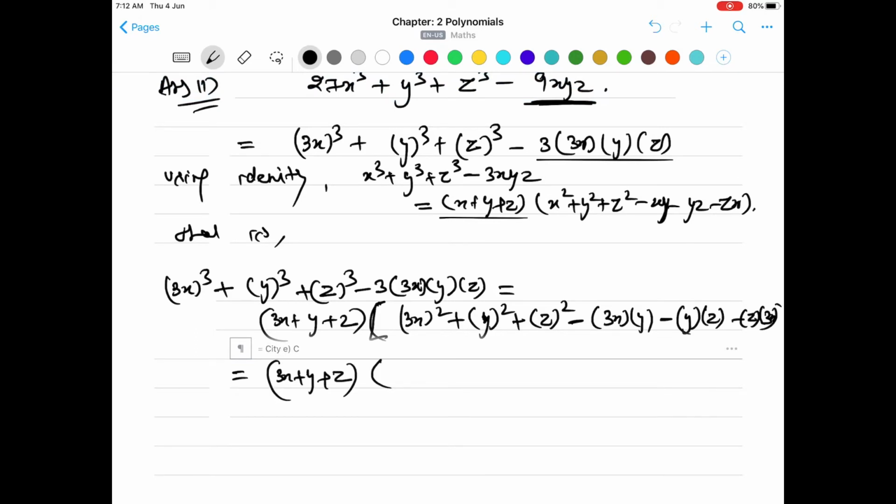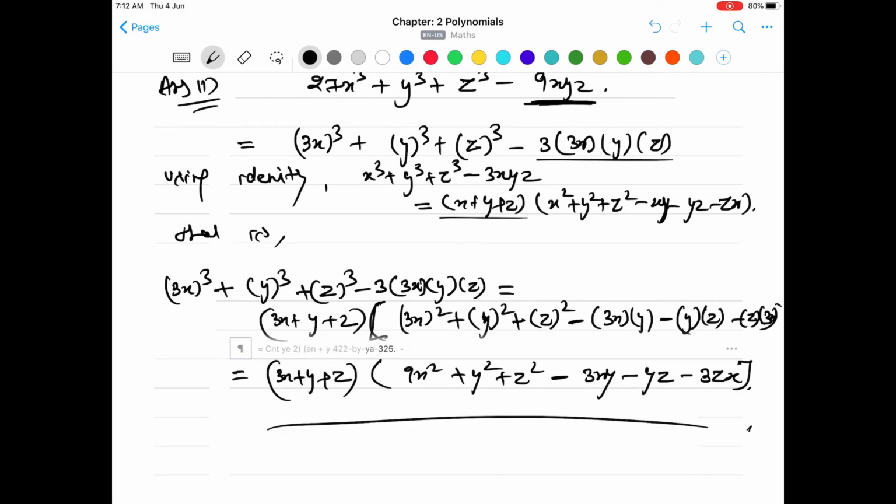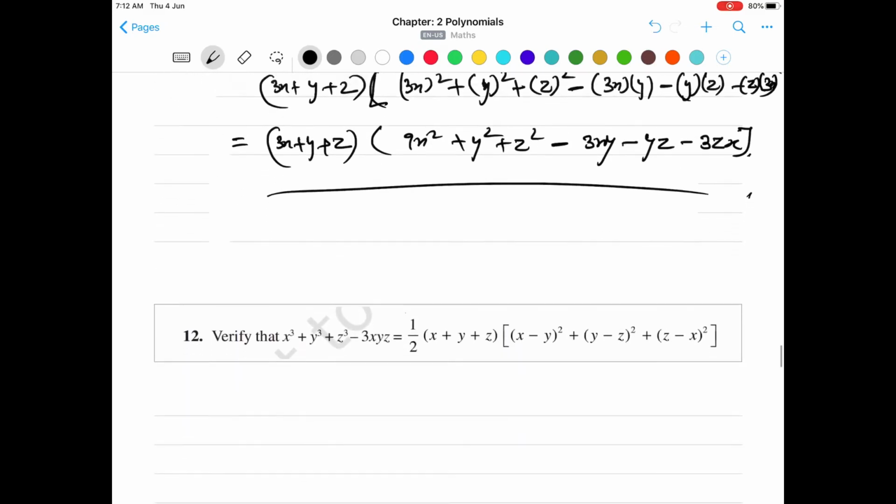Then we have 3x whole square, which will be 9x square, then y square, then z square, then minus 3xy minus yz and minus 3zx. So that's the solution of answer number 11 using identity number 8, which is x cube plus y cube plus z cube minus 3xyz is given by x plus y plus z into x square plus y square plus z square minus xy minus yz minus zx.